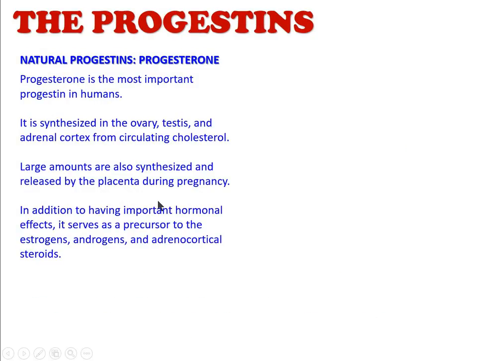So now we have progesterone. Which one is the natural progesterone? Progesterone is the natural one in humans, and where is it synthesized: ovary, testes, adrenal cortex, and it is synthesized from cholesterol. A large amount is synthesized in the placenta during pregnancy, and it also serves as a precursor for estrogen, androgen, and other corticosteroids.